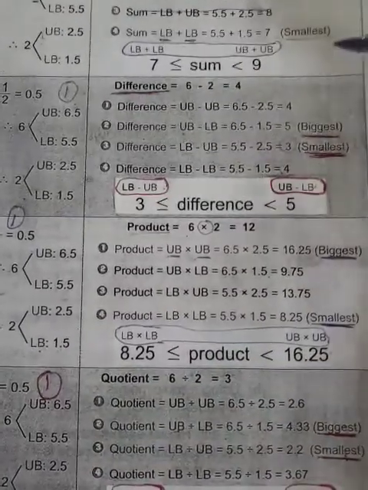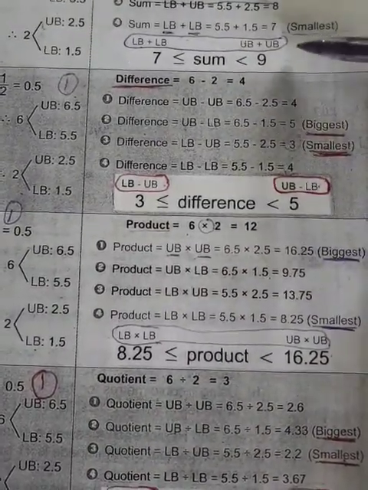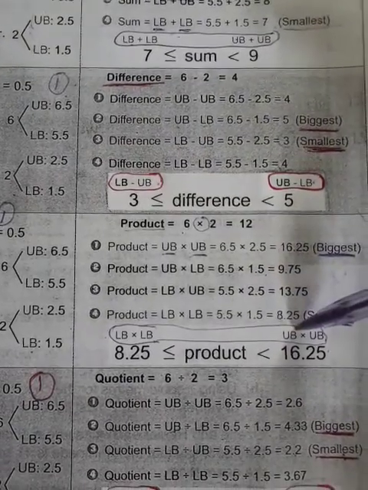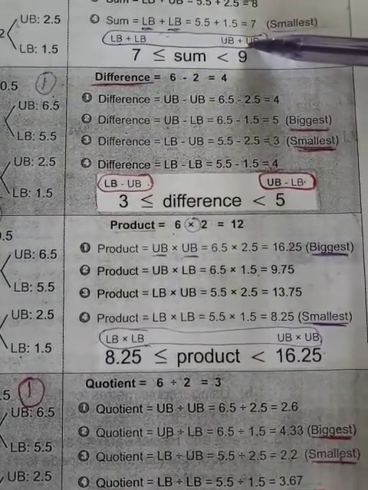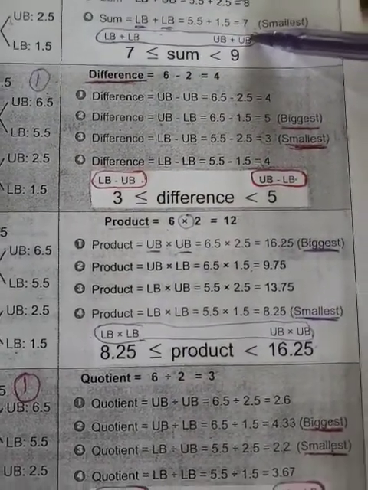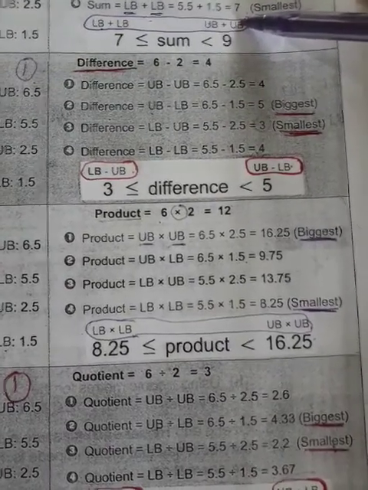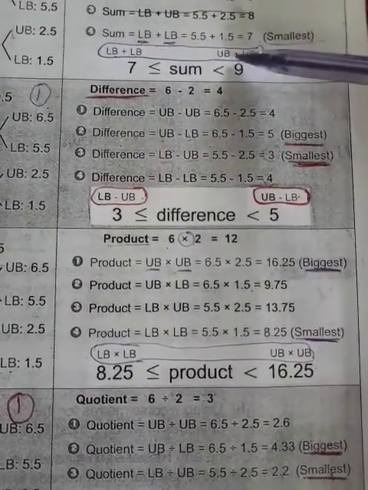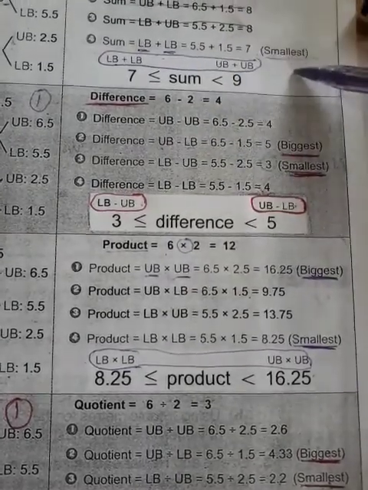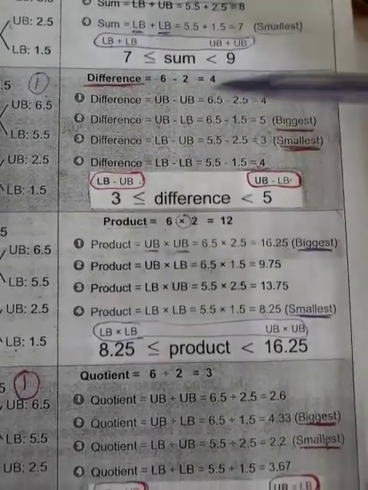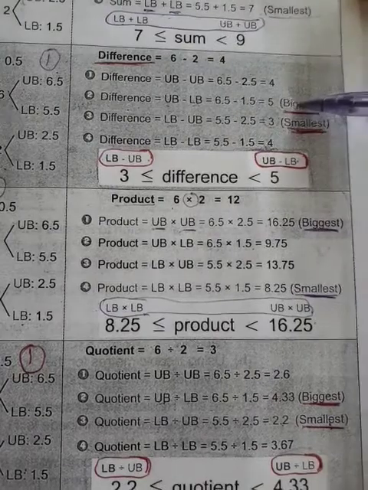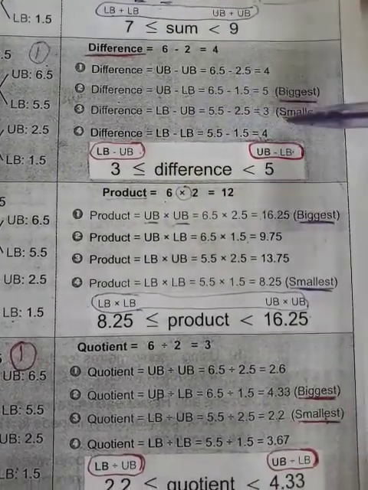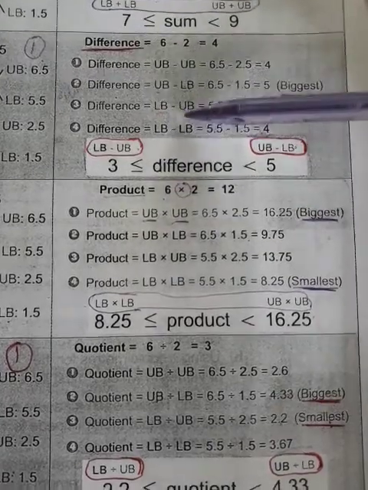So I want you to just focus on these 4 that I have circled. For addition and for multiplication, you multiply and add the 2 lower bounds, and you multiply and add the 2 upper bounds, okay? So multiplication and addition, it's LB plus LB and UB plus UB. This you must just simply learn and remember. Okay, then for the difference and for the quotient, for the biggest difference, it is UB minus LB. For the smallest one, it's LB minus UB.